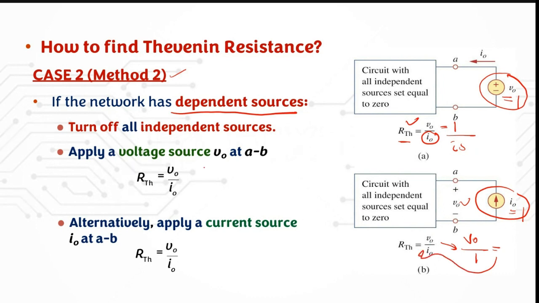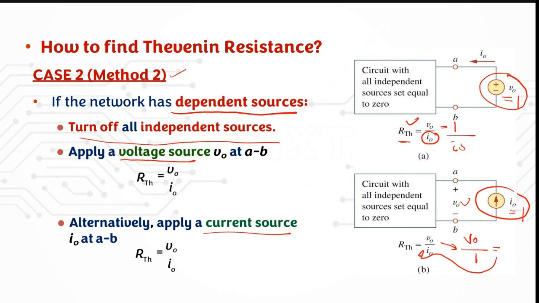Okay, so using this method, you also need to turn off your independent source, and then get the value. It depends on which source you use, whether you use your voltage source as your test source, or you can use the current source. So it's either one.